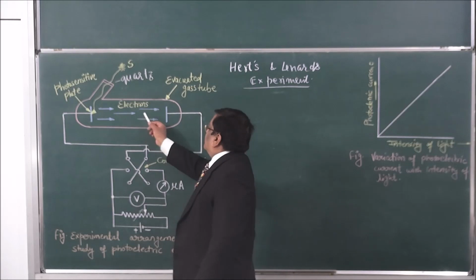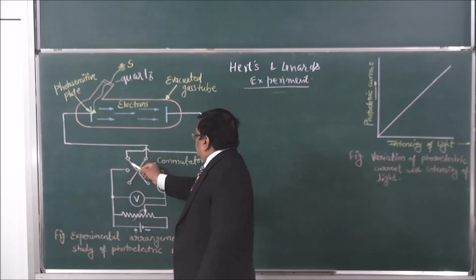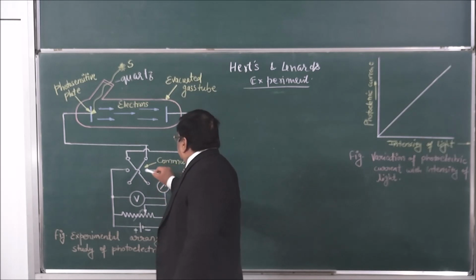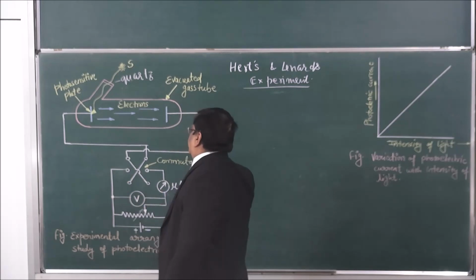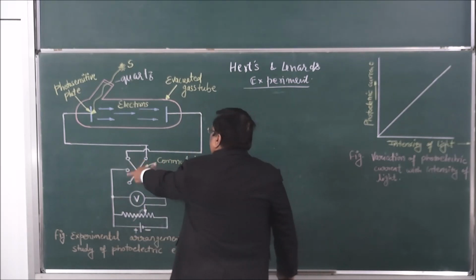Similarly, see the path of current. When the current flows, it goes here, then it will go either in this direction or in this direction. So this is a commutator. This commutator will rotate it.